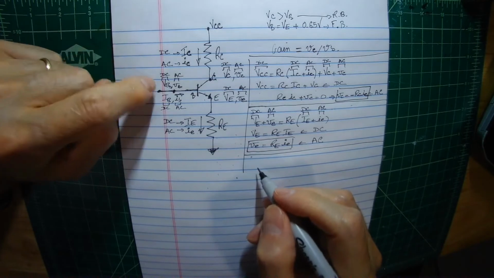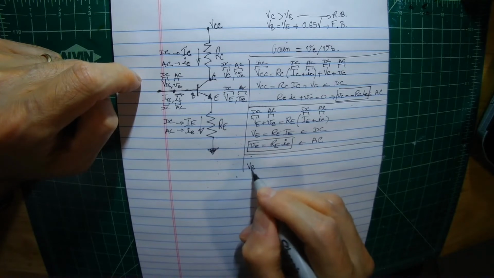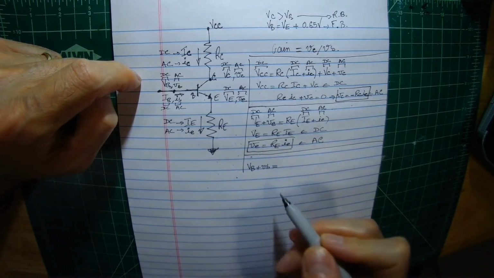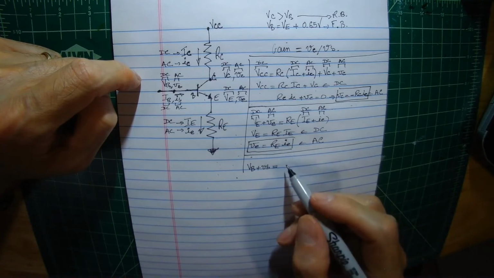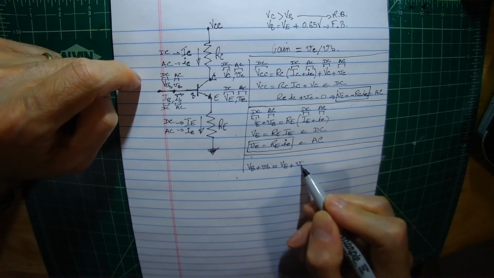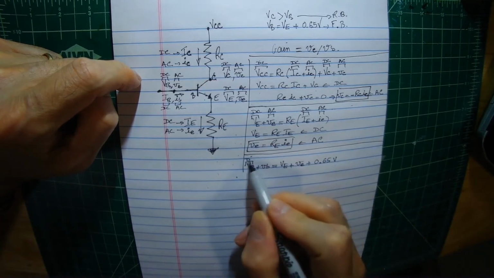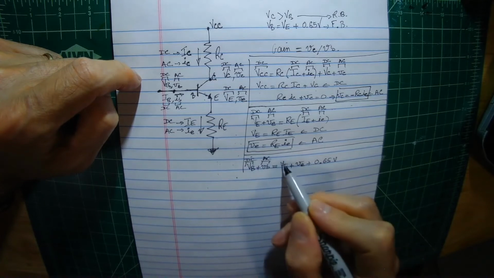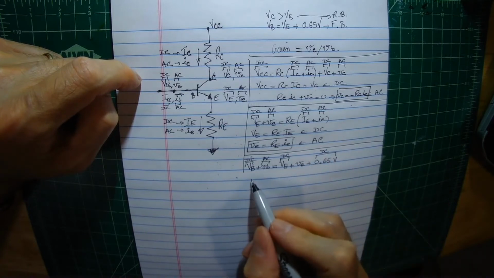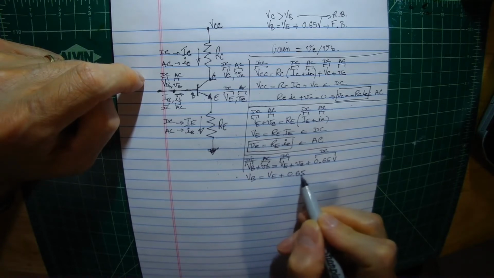Okay, so now let's look at the forward bias. We know that VB, so that's the voltage at the base, is equal to the voltage at the emitter, VE plus 0.65 volt. This is DC, this is AC, DC. So if we separate again, we have VB equal VE plus 0.65 volt.